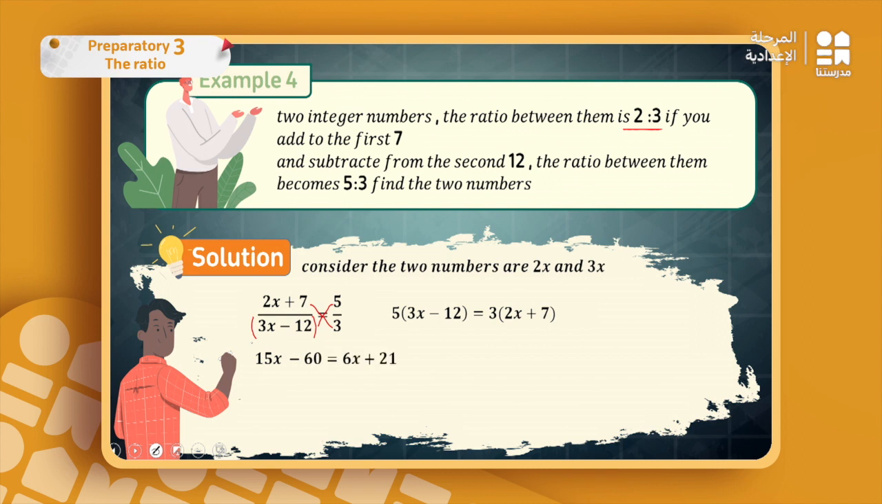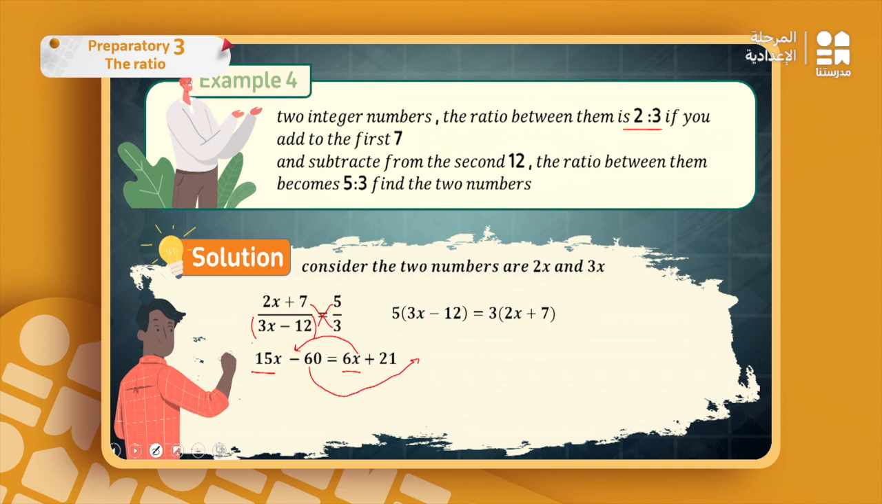طيب دلوقتي يلا نخلي ال x in one side and the numbers in the other side. So 15x اهي ومعانا 6x هناخد 6x ونكتبها on the left side with negative يبقى 15x minus 6x is equal to هناخد negative 60 ونكتبها positive.